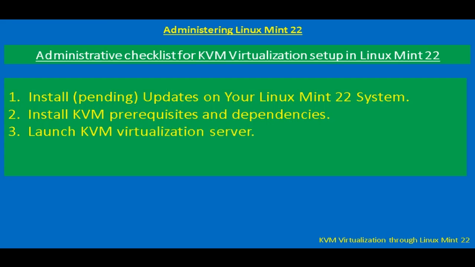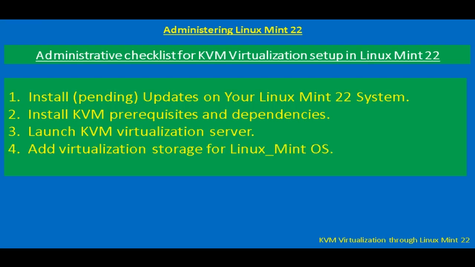Then third, we will be launching our KVM virtualization server through our GUI mode. Then we will be adding our virtualization storage for Linux Mint. That means we will not be storing our virtual machines on our default system partition. We will be creating another secondary partition. And last, we will be installing our Windows 10 or Windows 11 OS through our KVM. So this will be our administrative checklist for our KVM virtualization. Every step will be explained in detail with the practical outcome.